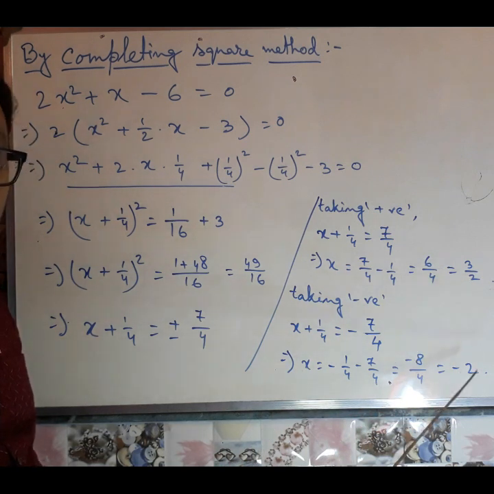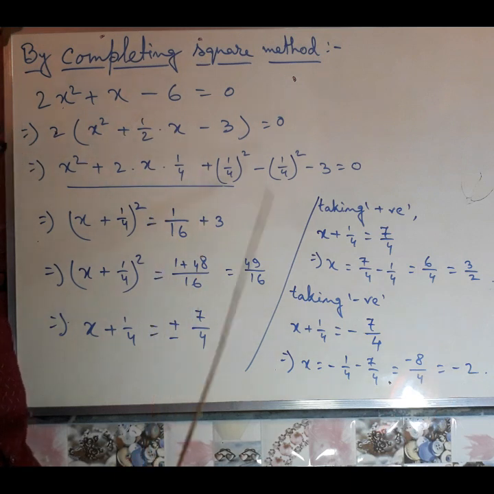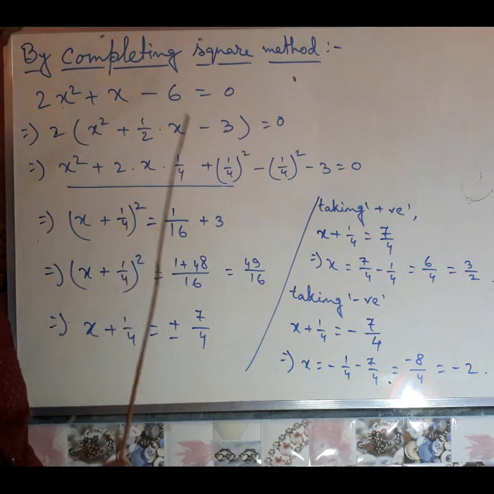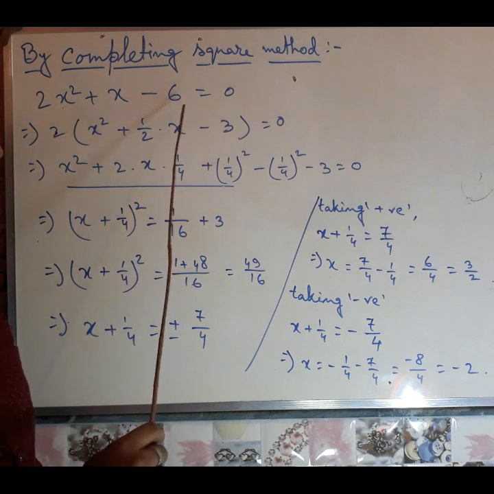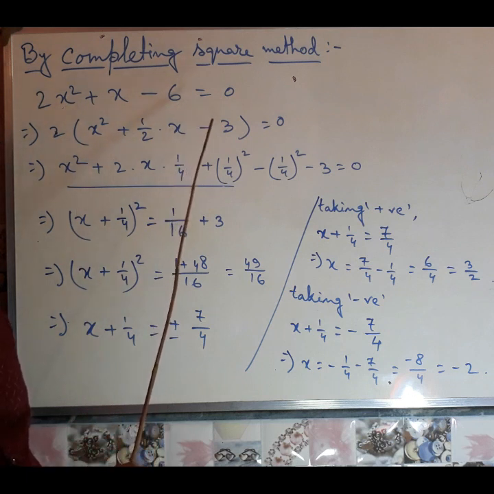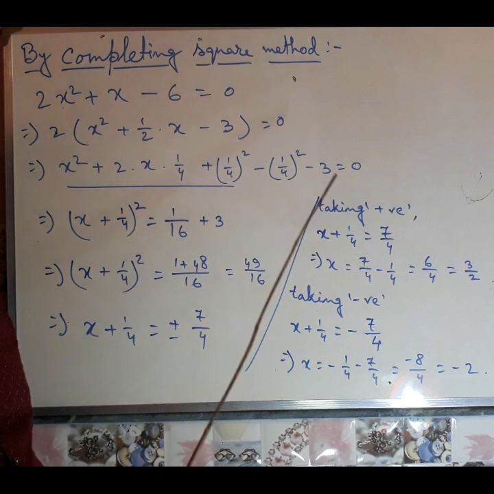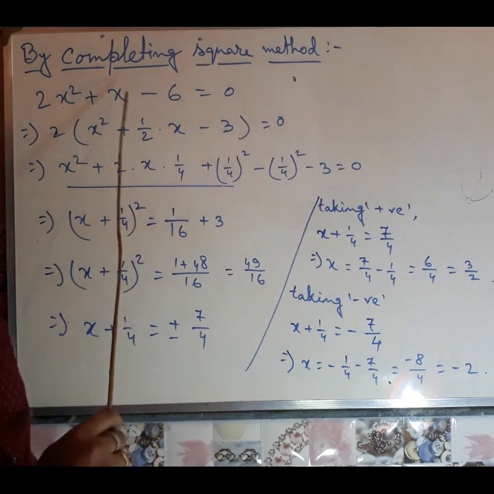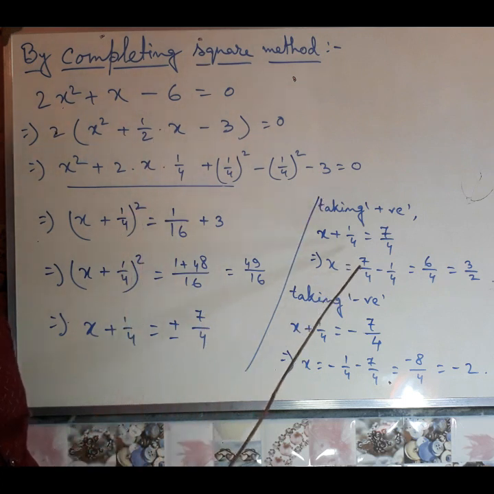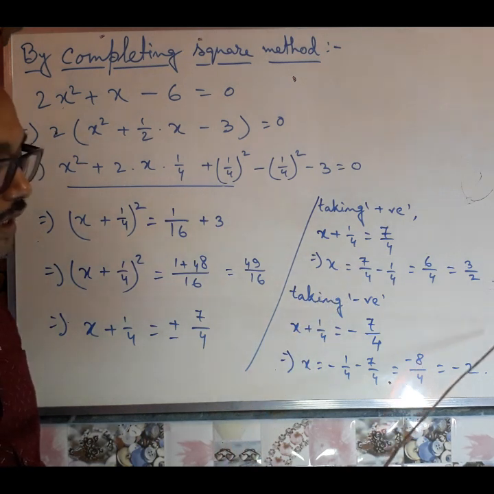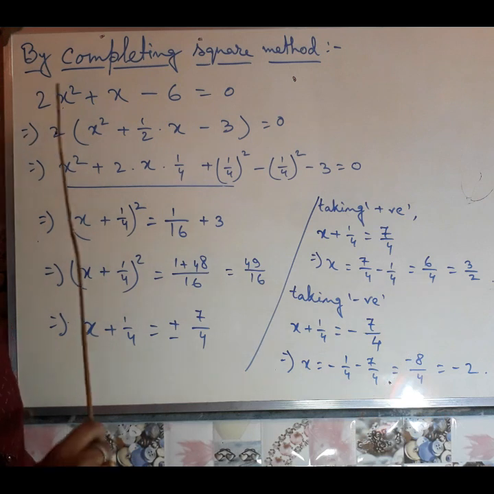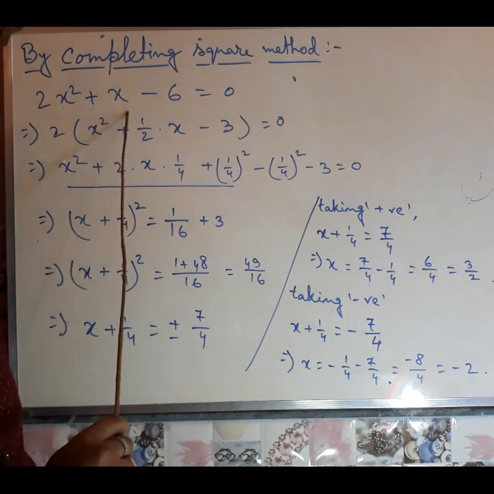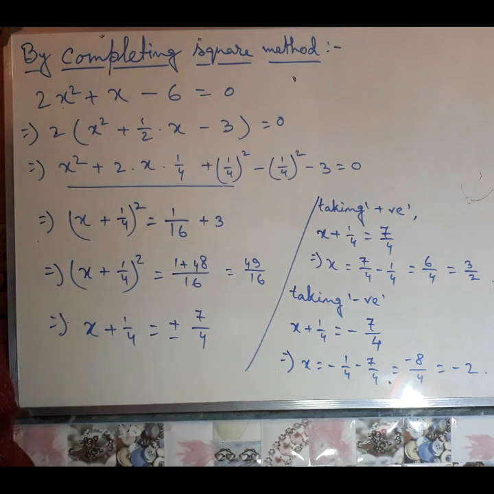These are the two roots of this equation. What are the roots of this equation? Roots are the values of the variable for which the equation is satisfied. Again I am telling, the values of the variable for which the equation is satisfied are known as the roots of that equation. So here 3 by 2 and minus 2, these are the two roots of this given equation, 2x square plus x minus 6 equal to 0.